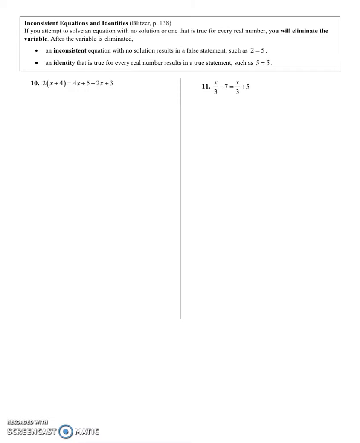So let's try number 10. Of course, the first thing we have to do is simplify on both sides of the equation. We need to distribute first on the left. 2 times x is 2x, and 2 times 4 is 8, so 2x plus 8. And on the right, we might as well go ahead and combine like terms. So 4x minus 2x gives us a 2x, and 5 plus 3 gives us a plus 8.